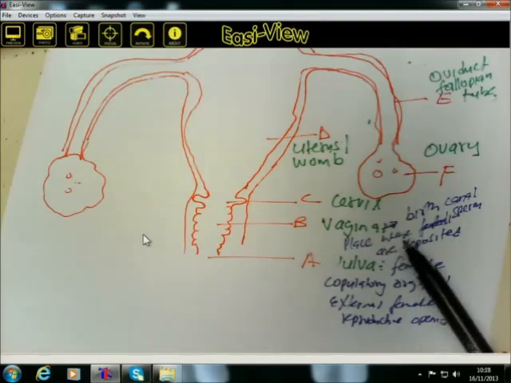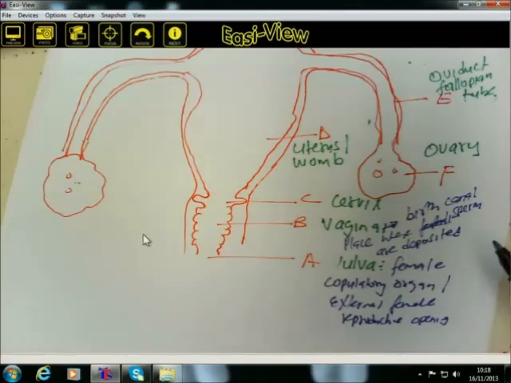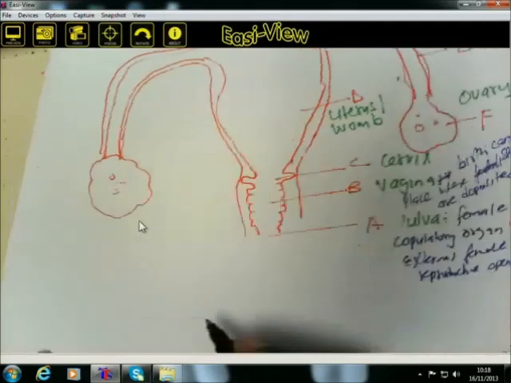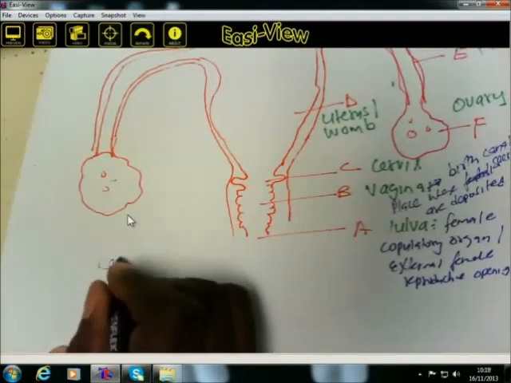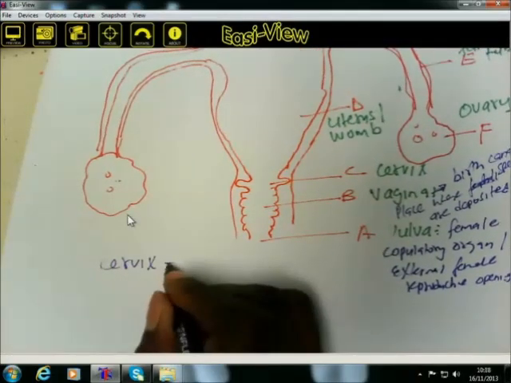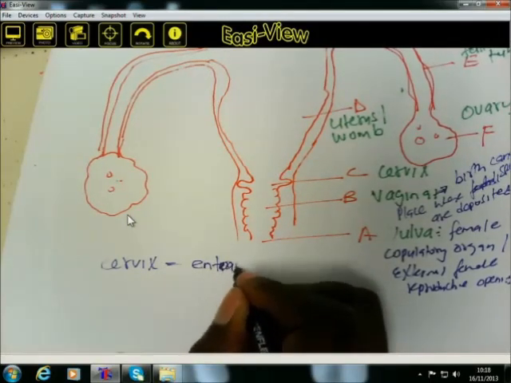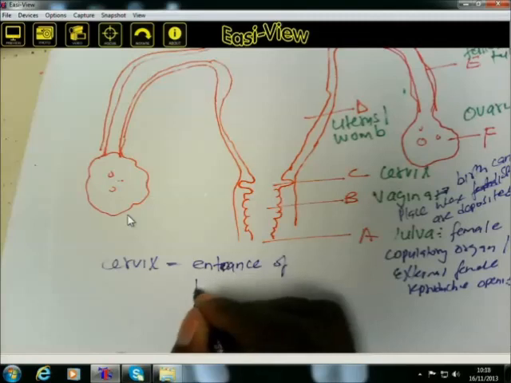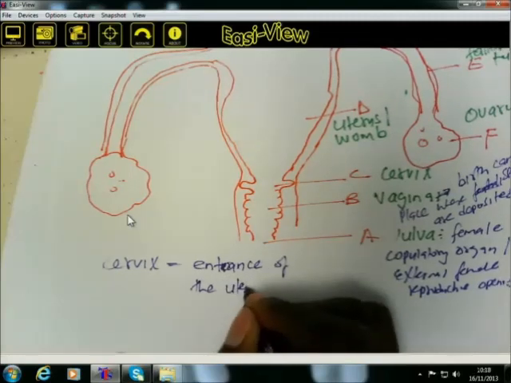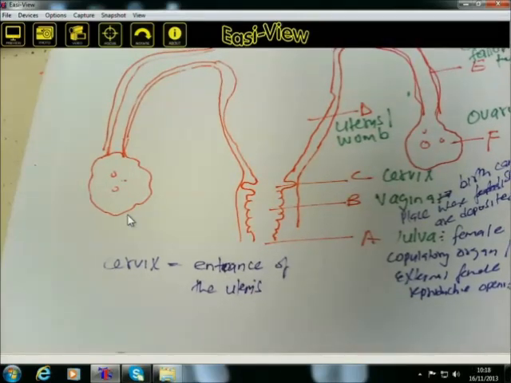In some books, it is called the urogenital canal. Urogenital means passage of urine and also reproductive birth. Now we've got also the cervix. Because I don't have space there, let me write cervix here. The cervix is called the entrance of the uterus. The cervix is an entrance of the uterus.